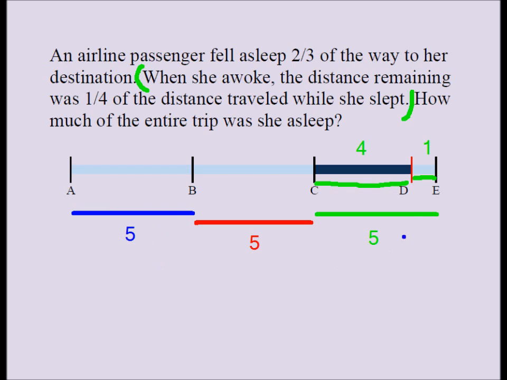So, what part of the entire trip did she sleep? She slept for 4 units out of 15 units. So the answer is 4 out of 15. So she slept for 4/15ths of the trip. The entire trip is 15 units long, and she slept through 4 of those units.